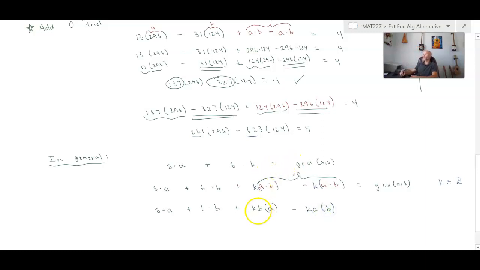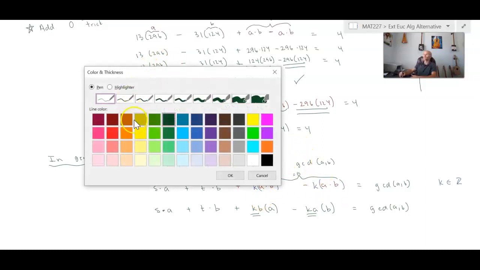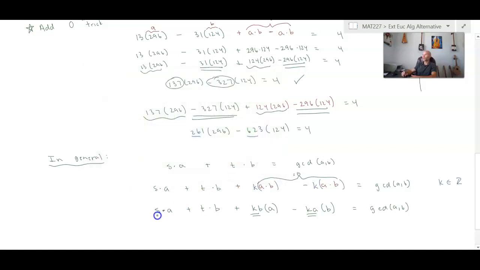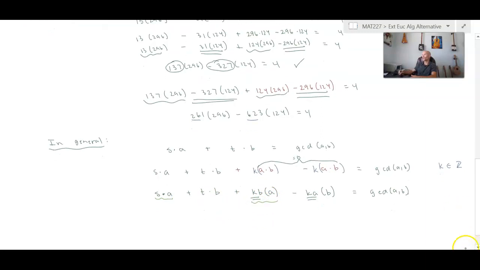The way I'm going to think about this is I have kb copies of a, and here I have negative ka copies of b. Now again, all I've done is, because multiplication is commutative and associative, these two still cancel out and give me 0. Thus, the left-hand side still adds up to the GCD of a and b. Okay, now let's just combine like terms. Let's switch colors here. So here we have s copies of a. Here we have kb copies of a. So how many total copies of a do we have? Well, we have s plus kb.